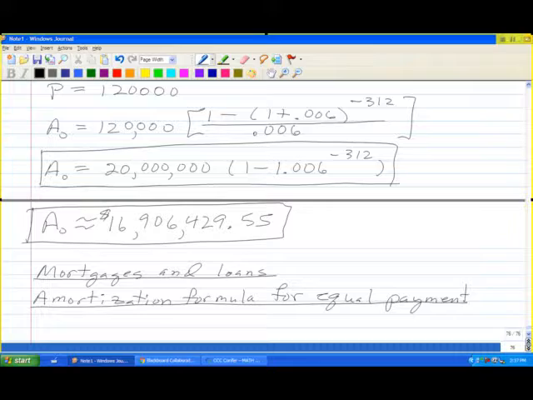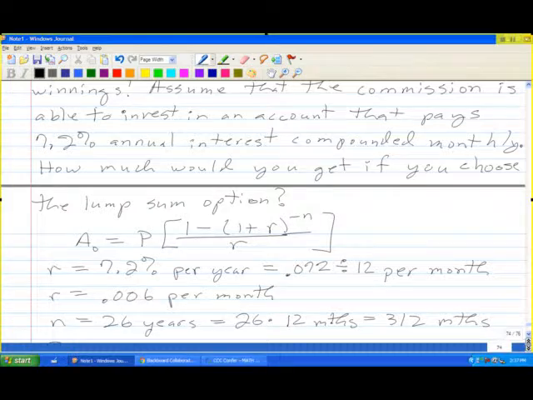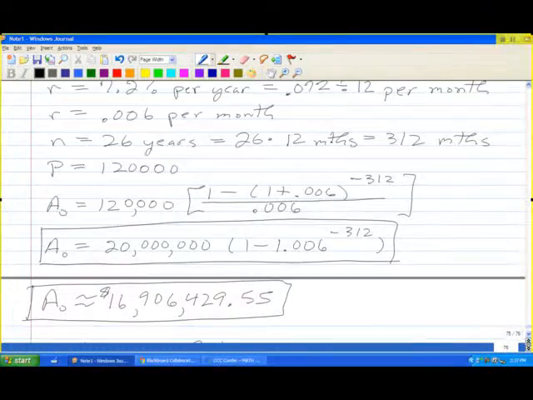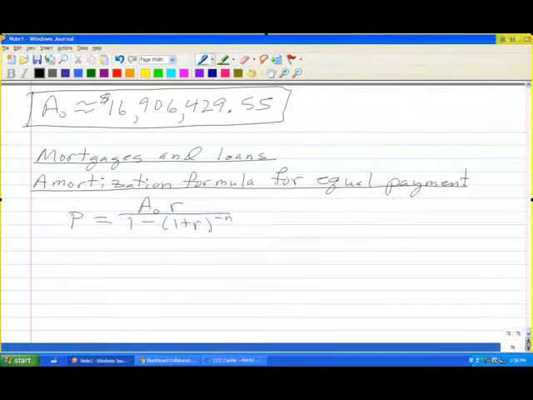And so, if I solve this equation here for P, I get the amortization formula. P is equal to A0 R over 1 minus (1 plus R) to the negative n. So that's your formula for mortgages, for loans. Let's do the following example.